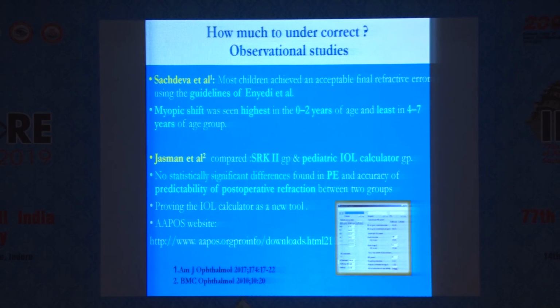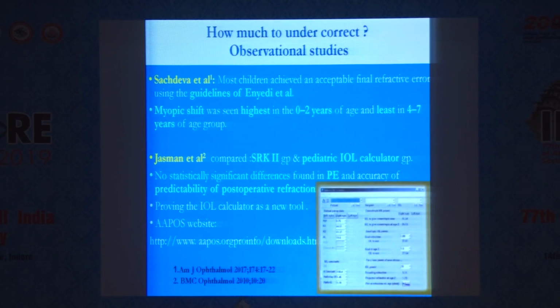Jesman et al. compared the SRK2 and the pediatric IOL calculator group. They found no statistically significant difference in predictive error and accuracy of predictability of postoperative refraction between the 2 groups. IOL calculator is a new tool for us, but a word of caution: there are very few studies present about the predictability and accuracy of the IOL power calculator, and this present study also has a very small study group of 15 eyes only.